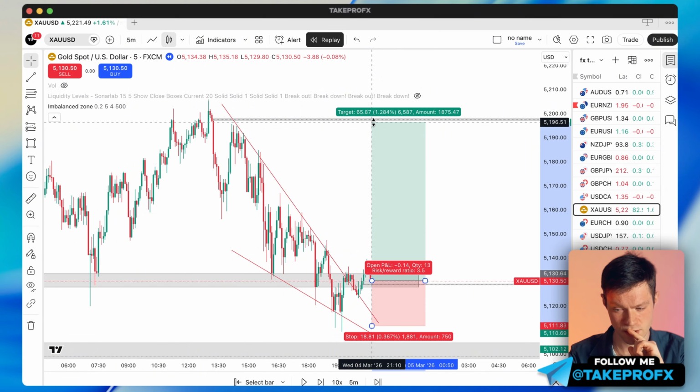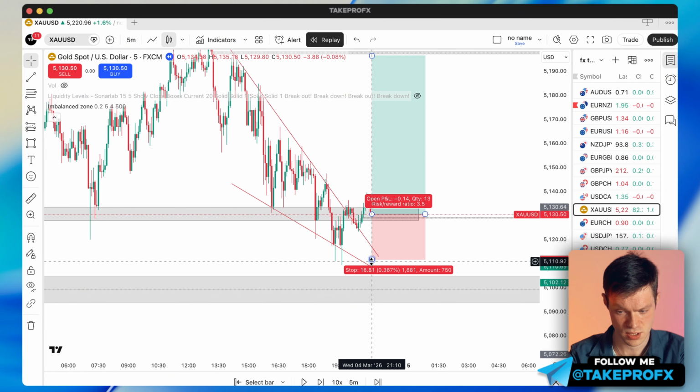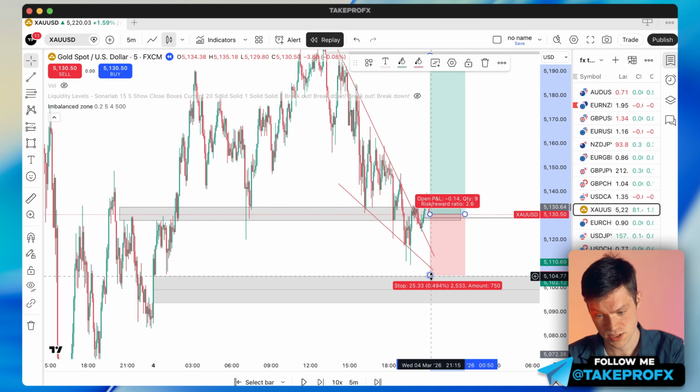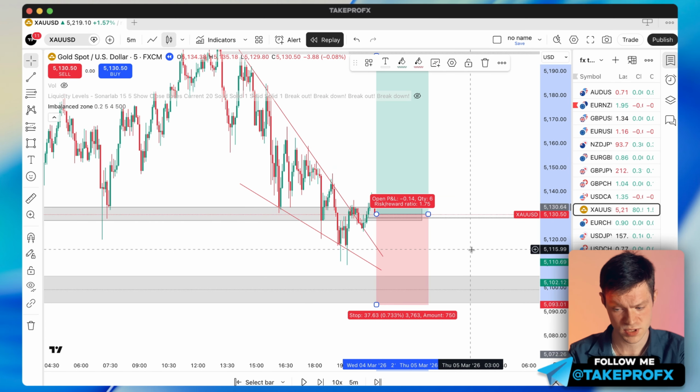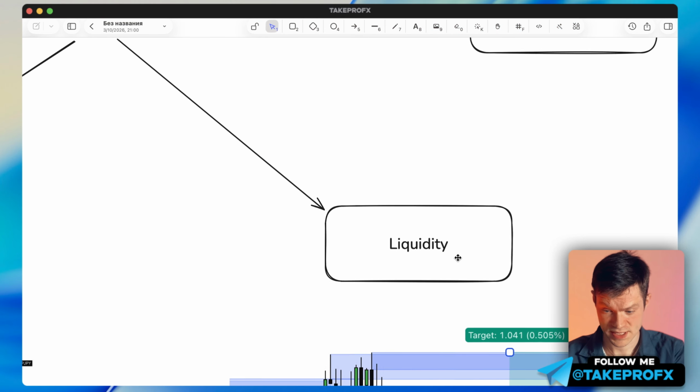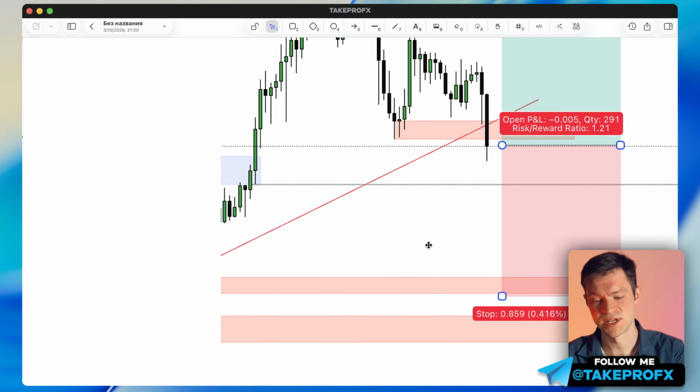So let's say there is one inefficiency here, but it is very high. And there is another inefficiency right below us. We can put a stop loss behind it, for example, but then my trade will be too big. The second way to place a stop loss and take profit is through a liquidity zone.